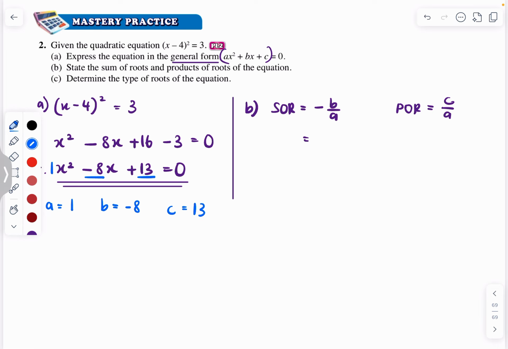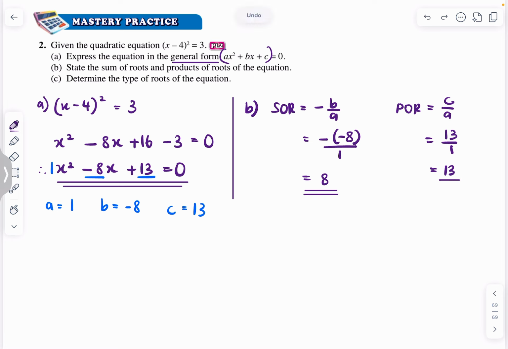So if you want to find sum of roots, product of roots, −b/a, which is just 8. Product of roots would be c/a, which is 13 over 1, 13. So this would be our sum of roots. And this will be our product of roots. Done.